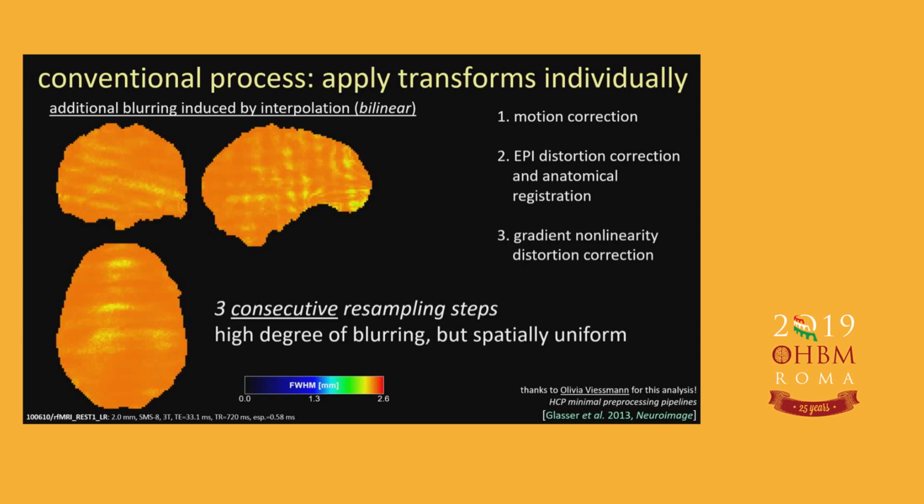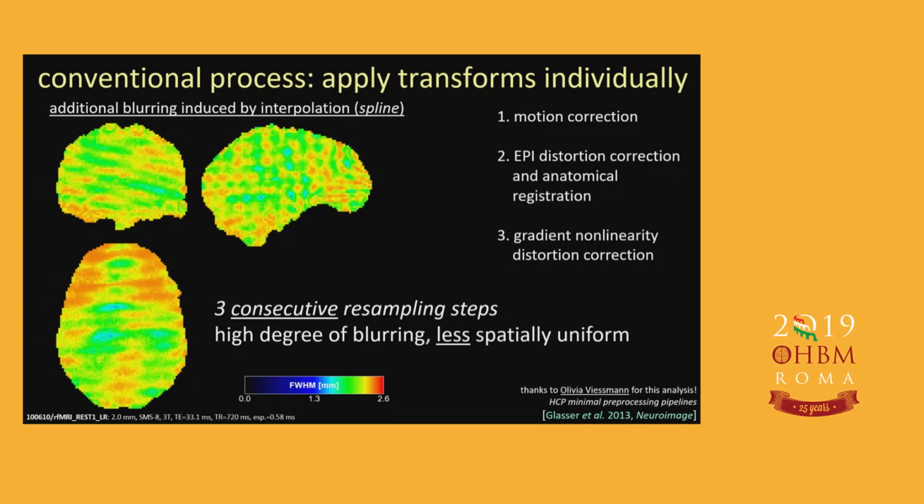However, because the patterns of blurring in each of these steps are somewhat different, the blurring pattern tends to be spatially uniform. Now, this is what we see with a bilinear interpolation, sort of a low-order interpolation. We can mitigate this somewhat by going to a higher-order interpolant, such as spline interpolation, which still gives a high degree of blurring, which becomes less spatially uniform.